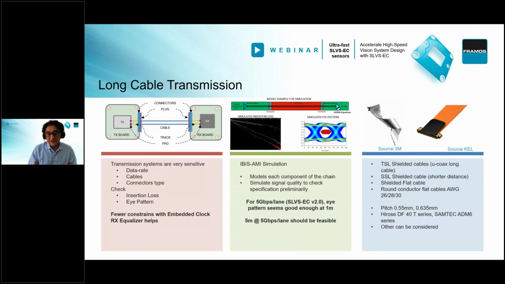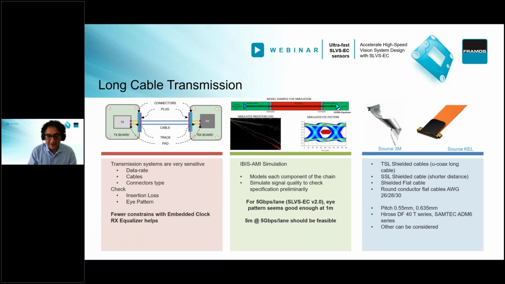With SLVS-EC, it's also possible to simulate. There are models of the SLVS-EC sensor, so the transmitting part, that you can put together with the models of all other components of your chain and do the simulation and check the robustness. The red square that you see here in the A pattern tells you how robust your communication will be. So this can be done upfront with correct simulation.